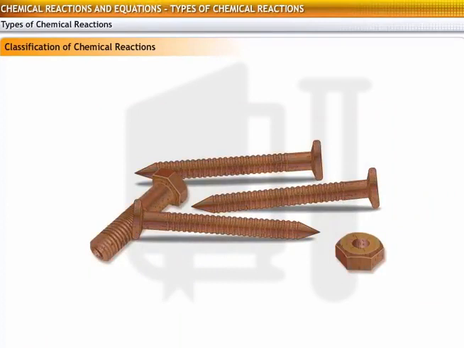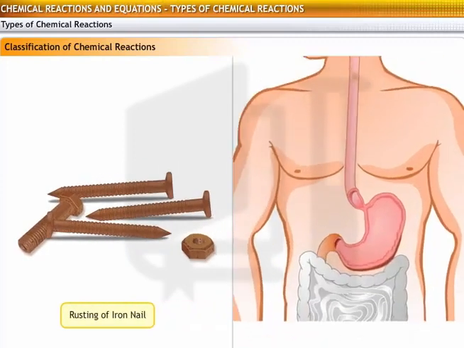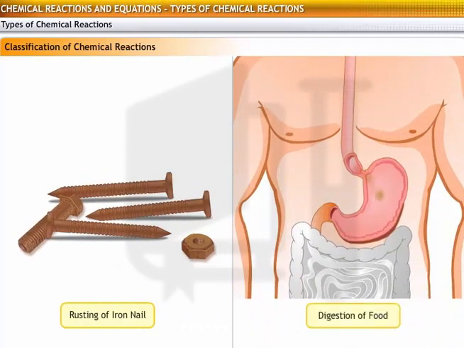For example, the rusting of an iron nail is an oxidation reaction. On the other hand, the digestion of food in our body is a decomposition reaction where the complex food substances are broken down into simpler substances like glucose that give energy.